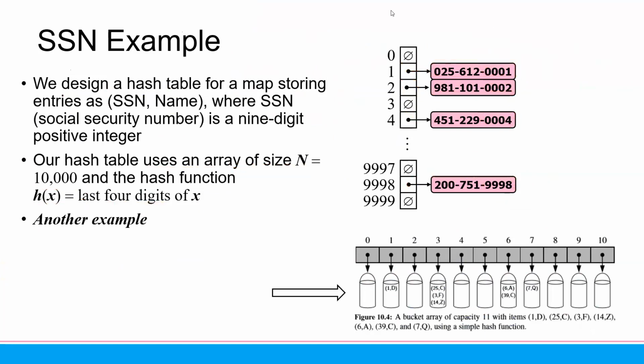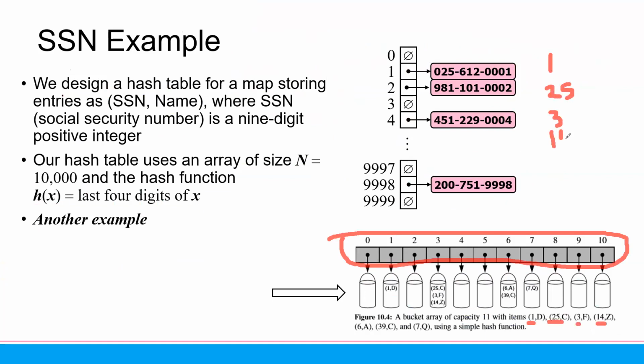There's another kind of example. I have 10 locations, or I have 10 places. Now I have 11 items. The first item, the key, is 1. The second item is 25. And the third item is 3. And then the next item is 14. And the next item is 6. And the next item is 39. And so on.